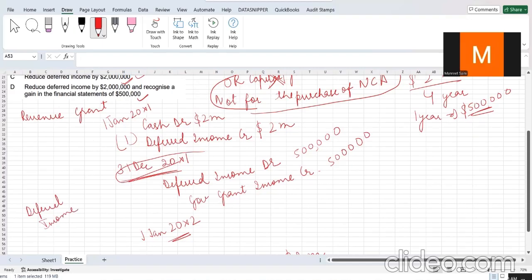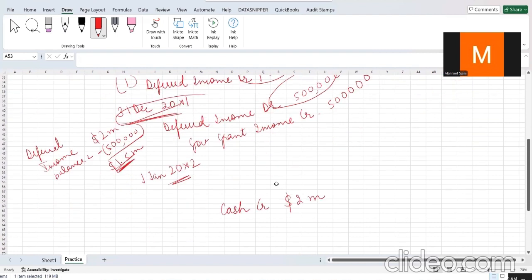Deferred income balance would be 2 million minus 500,000, remaining 1.5 million, right? Because this was credit, this was debit, so the remaining was 1.5 million. Now, I have to pay cash for $2 million. I have a balance in my deferred income of 1.5 million, so I will use that first.